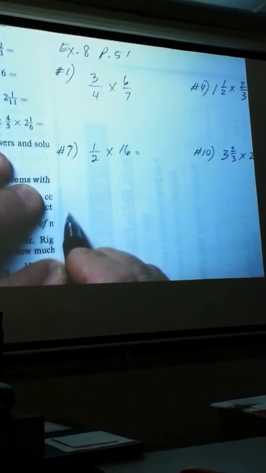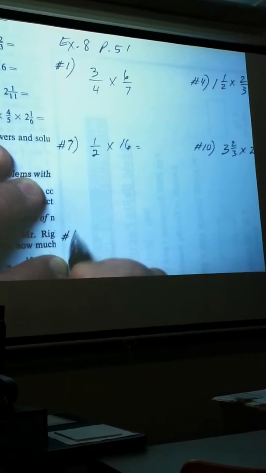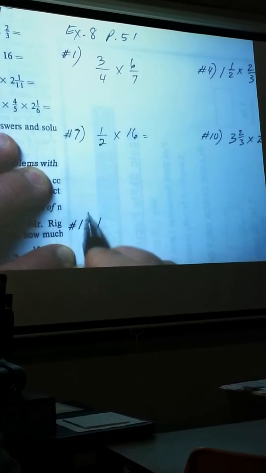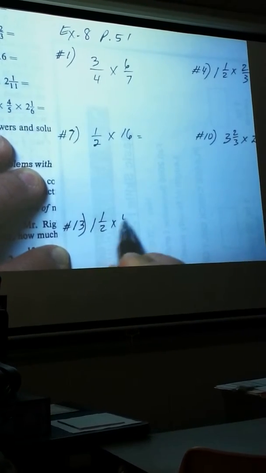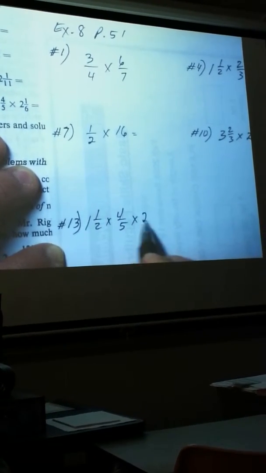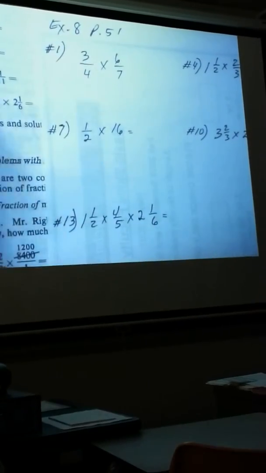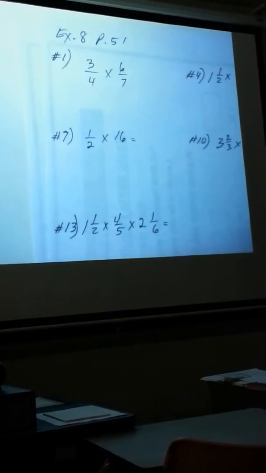3 and 2/3 times 2 and 1 over 11. Number 13. 1 and 1/2 times 4/5 times 2 and 1/6. Okay, let's work on those.